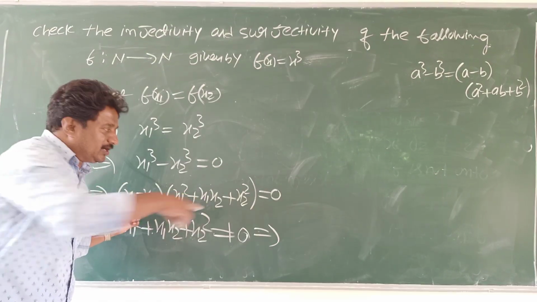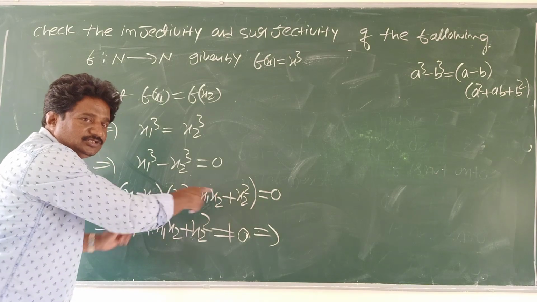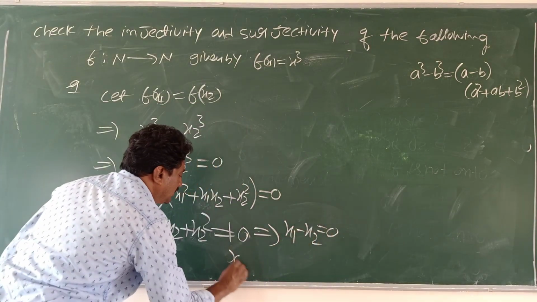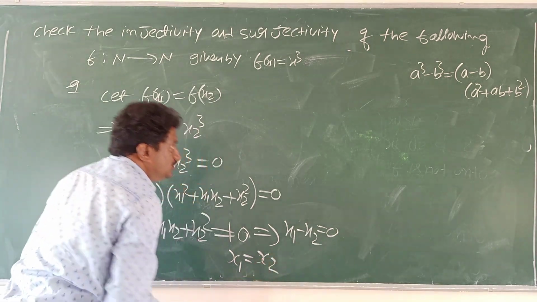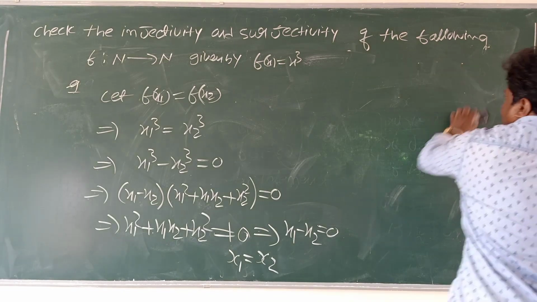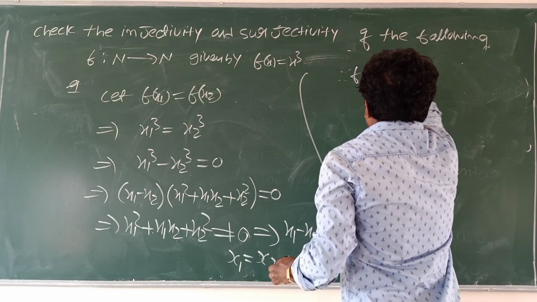Okay, this implies this quantity is not equal to 0. You must put 0 here, because on the right side I must get 0. So that implies x1 minus x2 is 0. From that x1 is equal to what? x2. Therefore f is one-one.